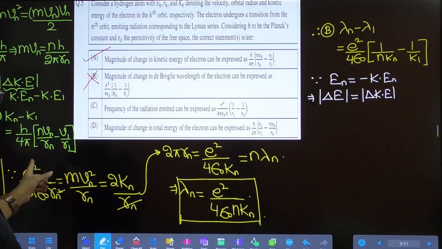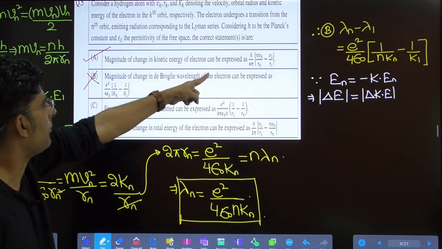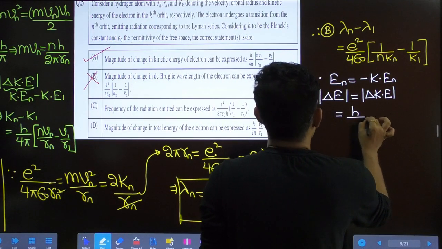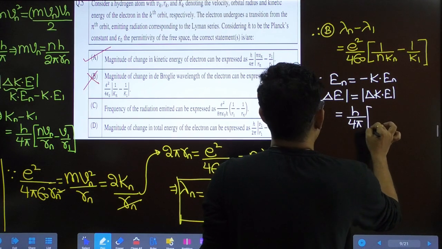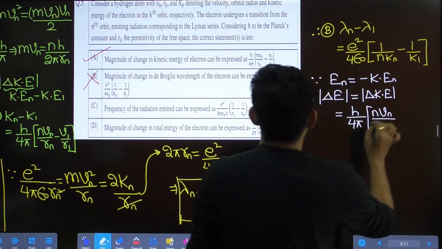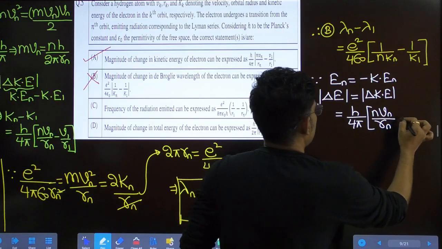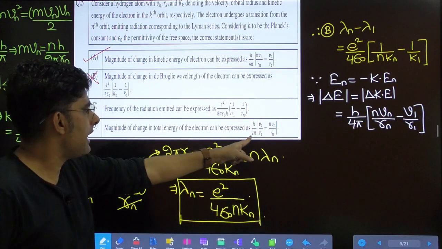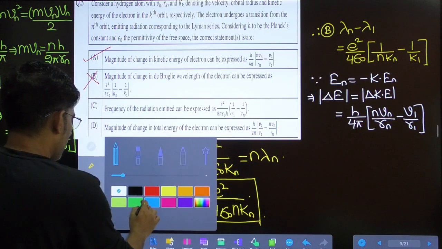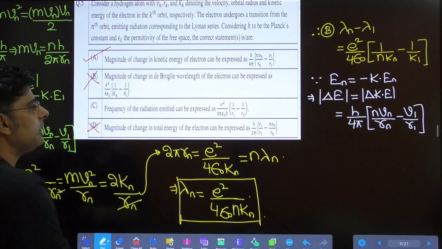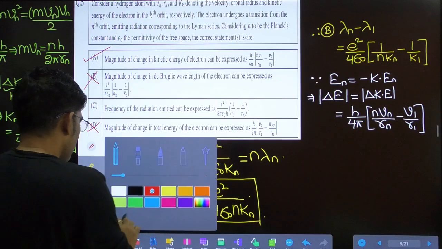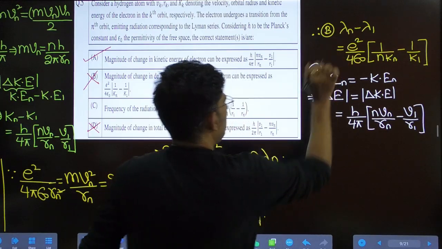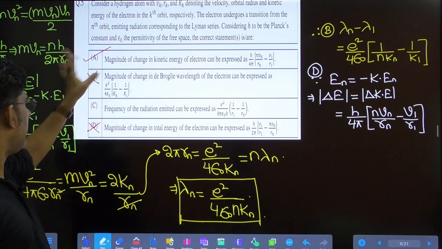The change in kinetic energy magnitude we had already seen, which is given in option A, I am sorry, which will be h by 4 pi n vn by Rn minus V1 by R1. But if you see, they have given here h by 2 pi, so this is wrong. So that means D option is wrong. So we checked 3 options over here. D option is wrong, B option is wrong, A is correct.